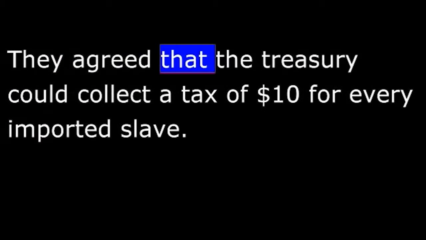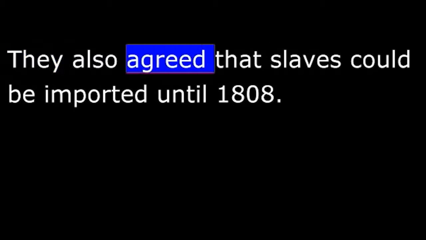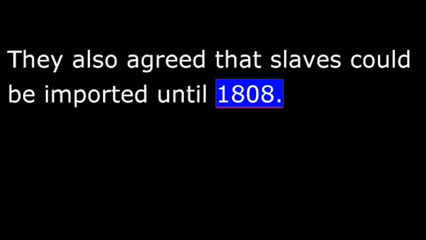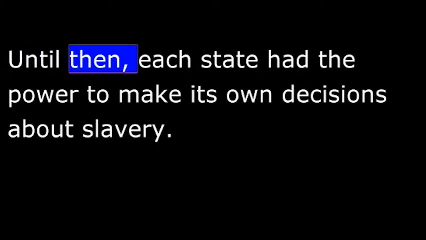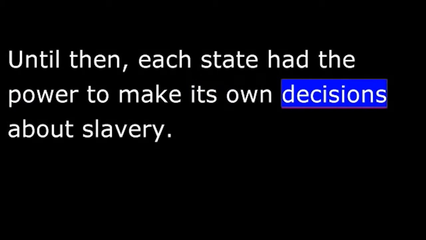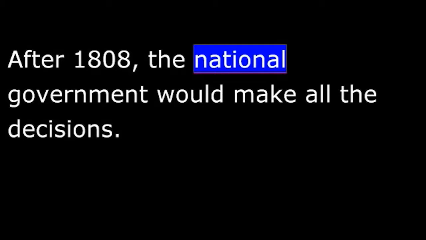They agreed that the Treasury could collect a tax of $10 for every imported slave. They also agreed that slaves could be imported until 1808. Then, no new slaves could be brought into the country. Until then, each state had the power to make its own decisions about slavery. After 1808, the national government would make all the decisions.